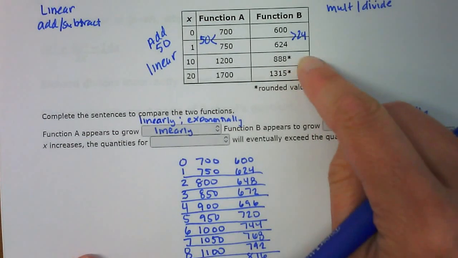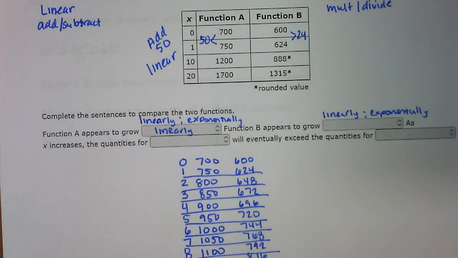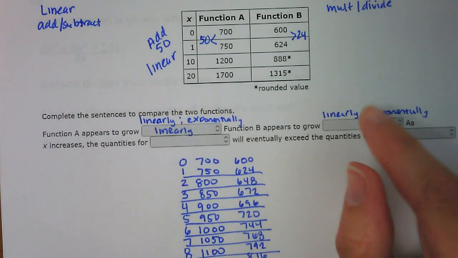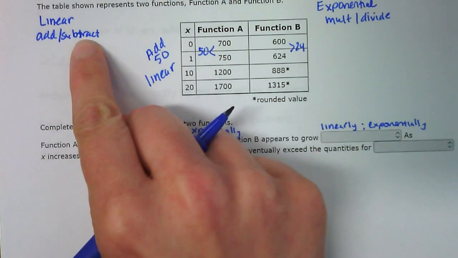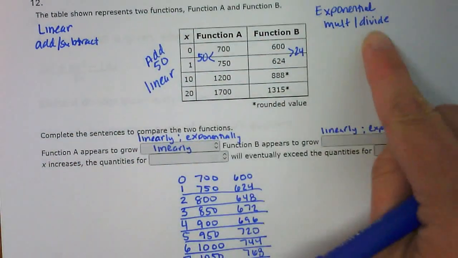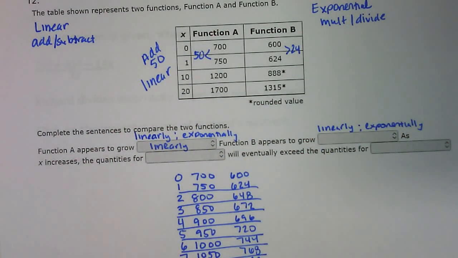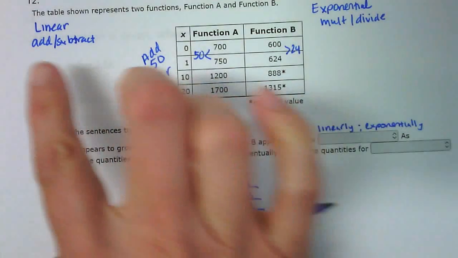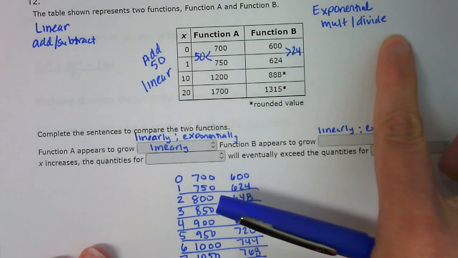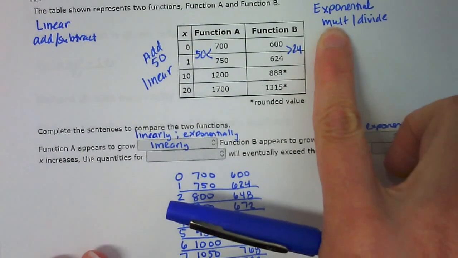Adding is not what's happening. So now I've got to figure out, if I'm not adding, and I'm not getting smaller, so I'm not subtracting, and I'm not dividing, so I've got to be multiplying. If I'm multiplying, it's going to be exponential. So I've ruled out adding, subtracting, and dividing. So I'm pretty confident it's multiplying.